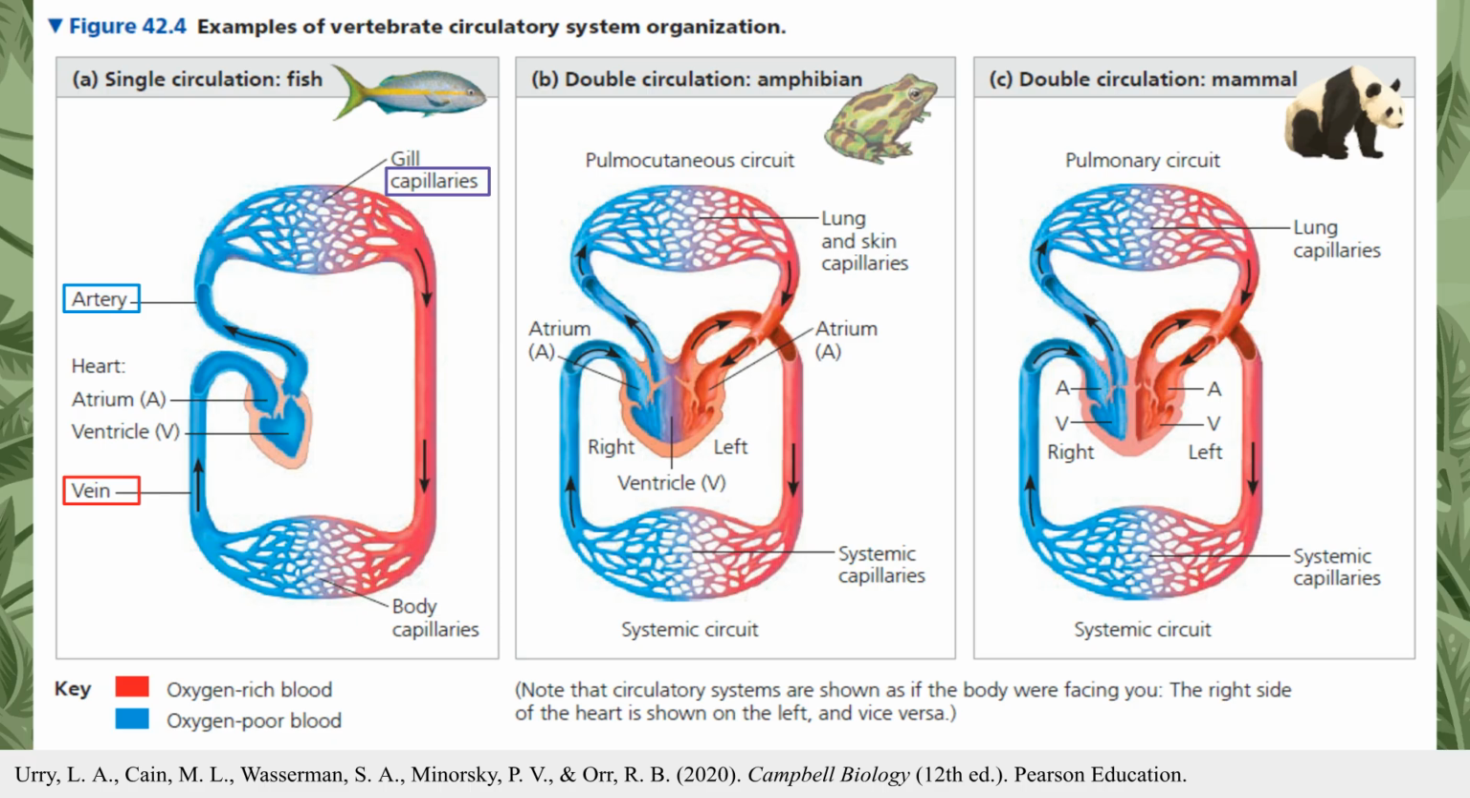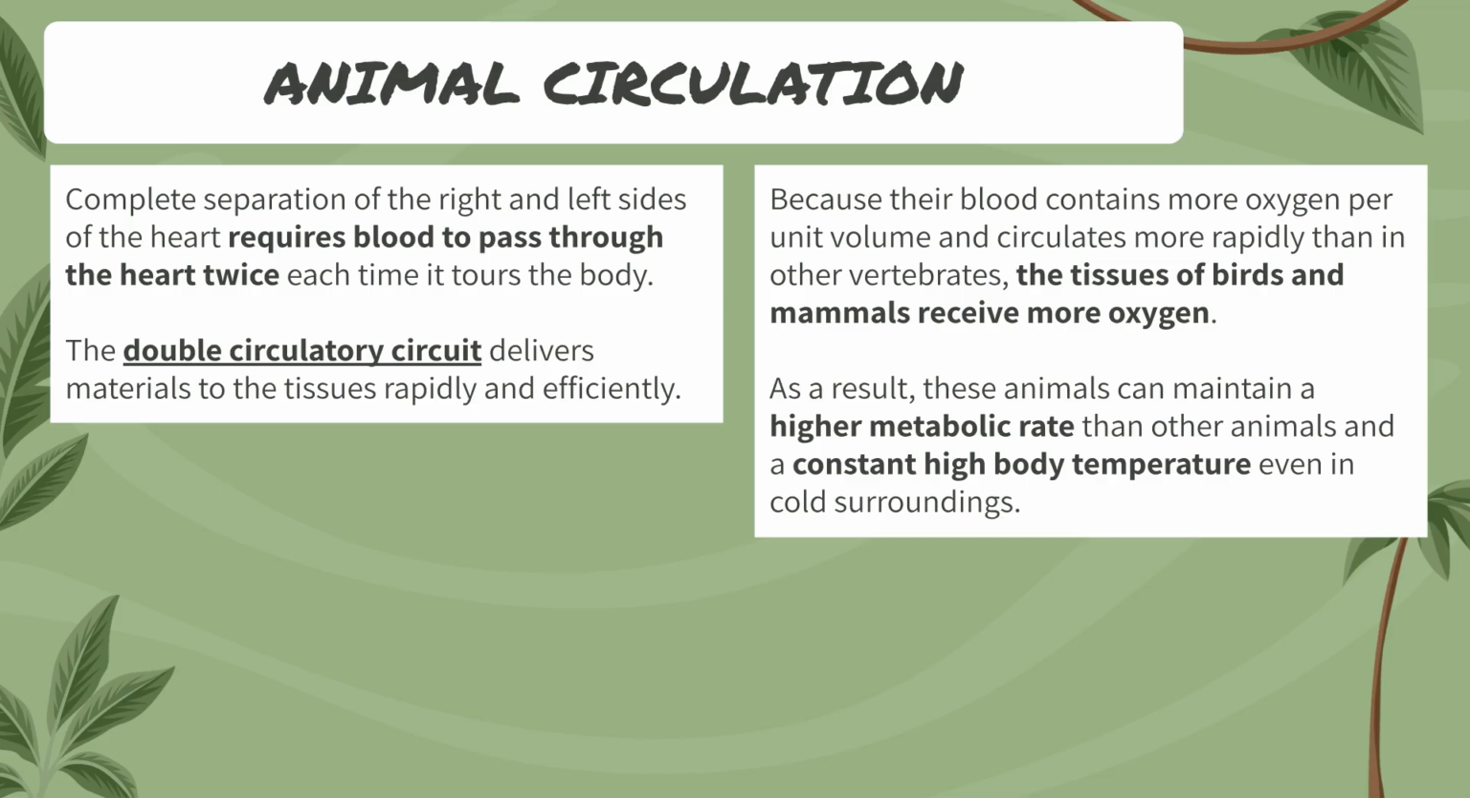Birds and mammals have a 4-chambered heart, with complete separation of the right and left sides. Because of this separation, blood passes through the heart twice each time it circulates through the body, and oxygen-rich and oxygen-poor blood do not mix. The development of double circulation in birds and mammals supports high energy demands and advanced physiological functions. This double circulatory circuit delivers oxygen rapidly and efficiently to tissues.